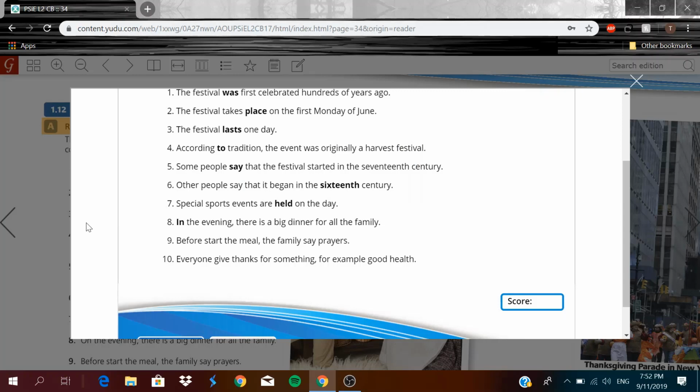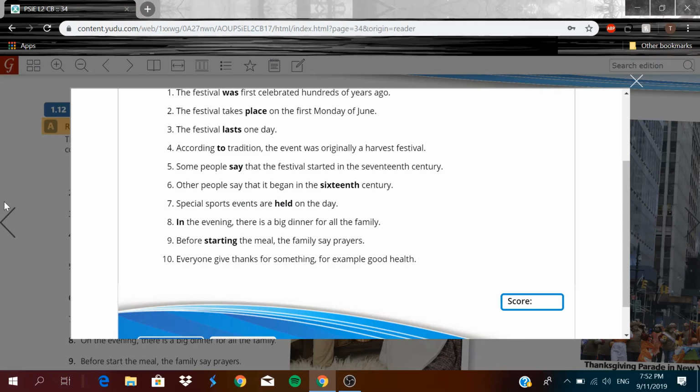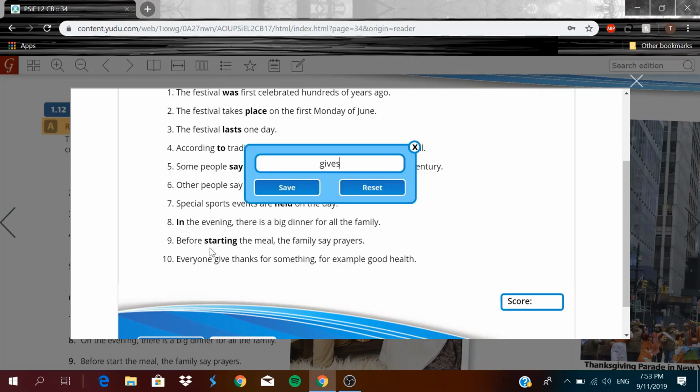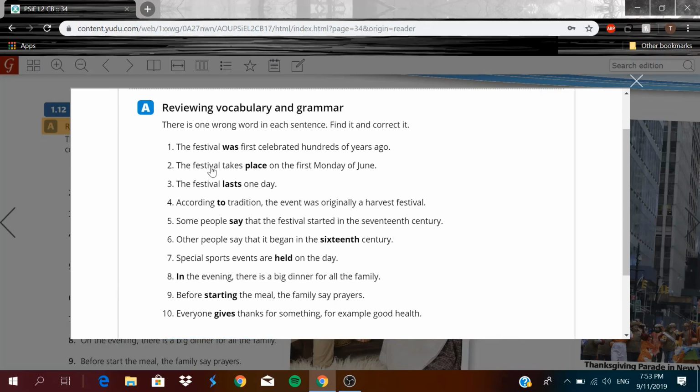And we have number 9. Before start the meal, the family say prayers. Okay, so again, wrong tense. So before starting, not start the meal. So before starting, now it makes a lot more sense. So before starting the meal, the family say prayers. Okay? And finally, we have number 10. Everyone give thanks for something, for example, good health. Again, the word is correct, it's just missing an S here. So, everyone gives thanks for something, okay? Now it's a lot more understandable. Everyone gives thanks for something, for example, good health, okay? So that was the review vocab.